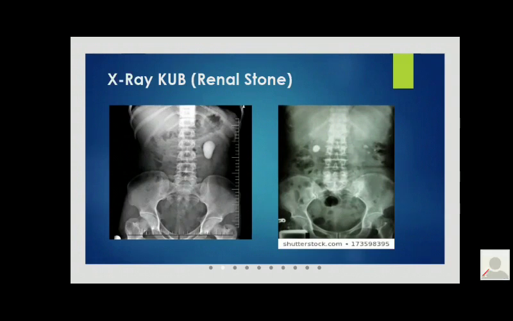Simple X-ray, it is written there. So this is a radio-opaque shadow in the left renal region. This is a plain X-ray of the KUB showing a radio-opaque shadow in the left renal region. So what is the diagnosis? Renal stone. Let's say renal stone.